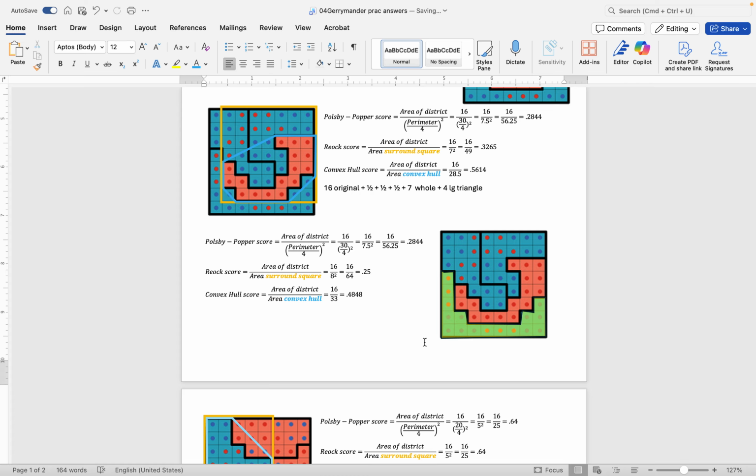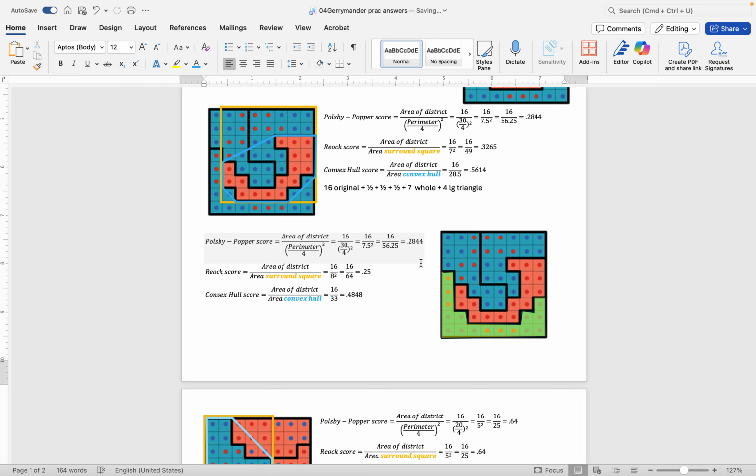Now the perimeter of this district, let's start in this bottom corner here. 1, 2, 3, 4, 5, 6, 7, 8, 9, 10, 11, 12, 13, 14, 15, 16, 17, 18, 19, 20, 21, 22, 23, 24, 25, 26, 27, 28, 29, 30. Okay, so this has a perimeter of 30, and we actually had that up in this other answer here. So that's the same math up here, and it's down here, and we get our final answer of 0.2844.